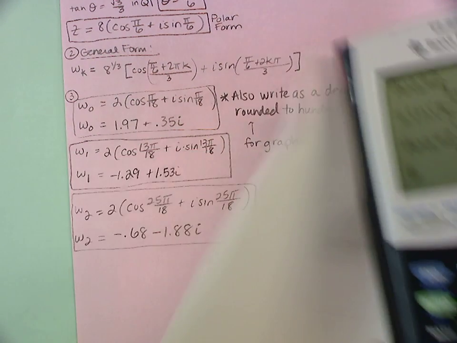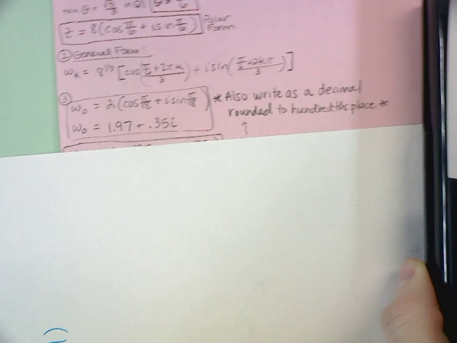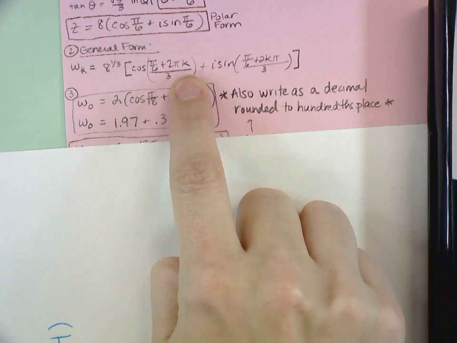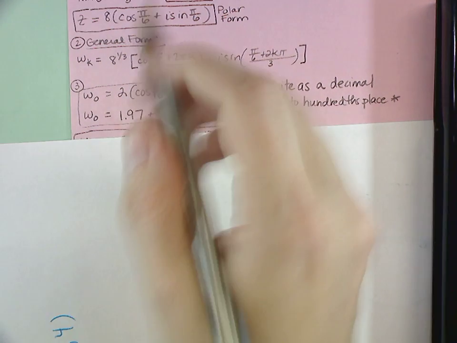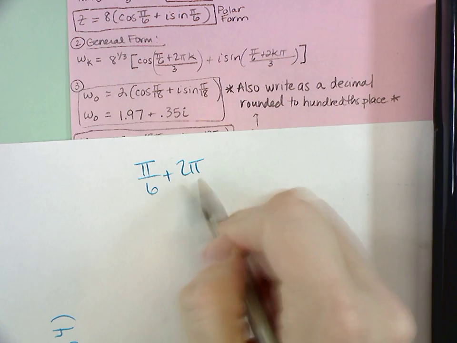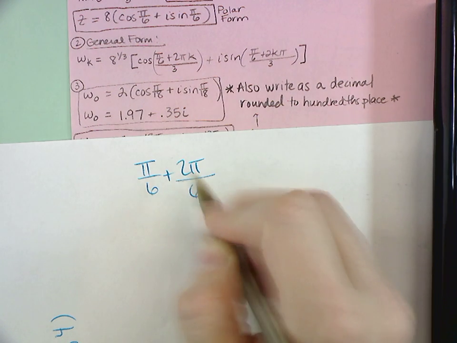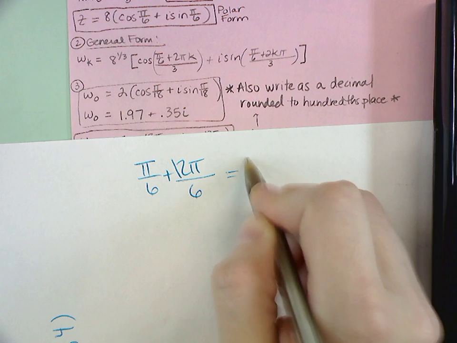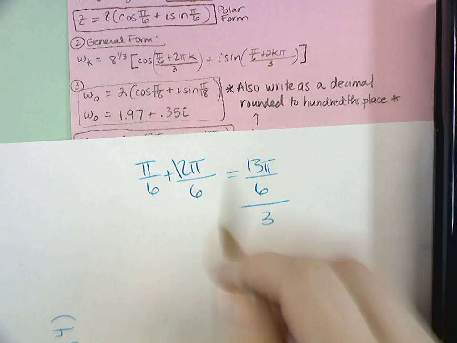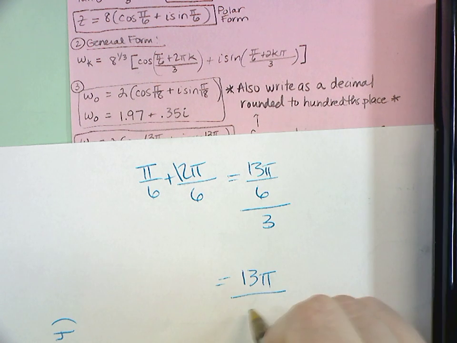Okay. Yep, and now for the second one, it's w sub 1. So then, McKenna, what are we going to plug in for k? We're going to put 1 in. Yes, exactly. So when you plug in 1, if you have pi over 6 plus 2 pi, how can you add those together? Common denominator. So this becomes 12 over 6. Yes, good. And 12 pi plus pi is 13 pi over 6. So it's 13 pi over 6 divided by 3, which means if I divide that by 3, this is going to be 13 pi over what?